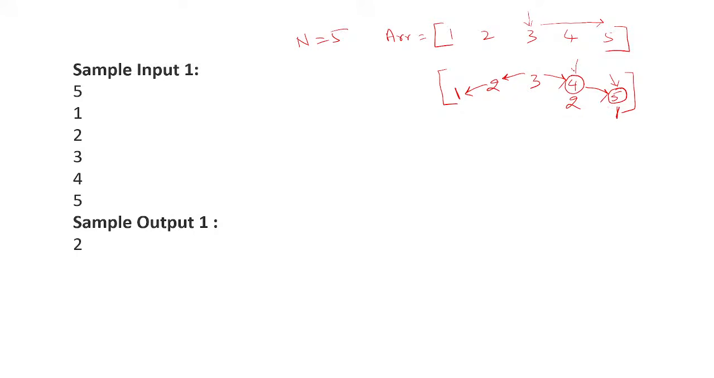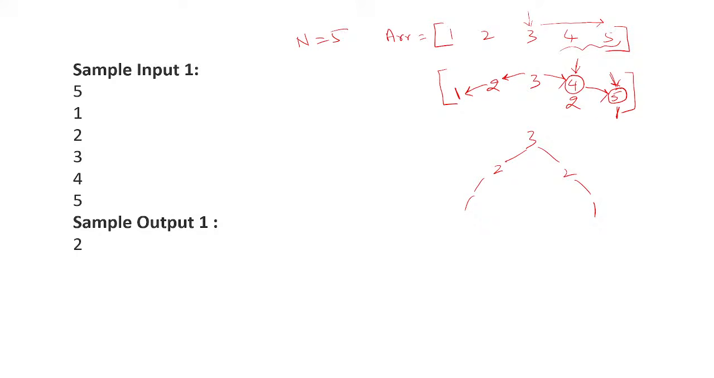So you need to change this number to 1. How many changes are required here? There are 2 changes, 4 and 5. These two numbers, if you change them to 2 and 1, then the array becomes a mountain array. It looks like this. It looks like a mountain array now.